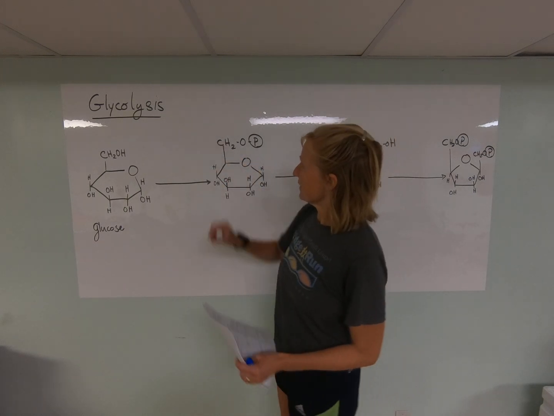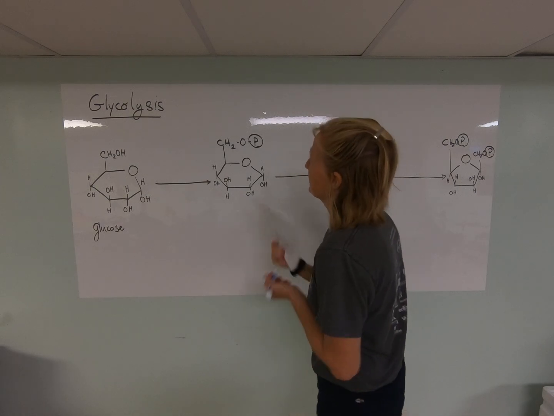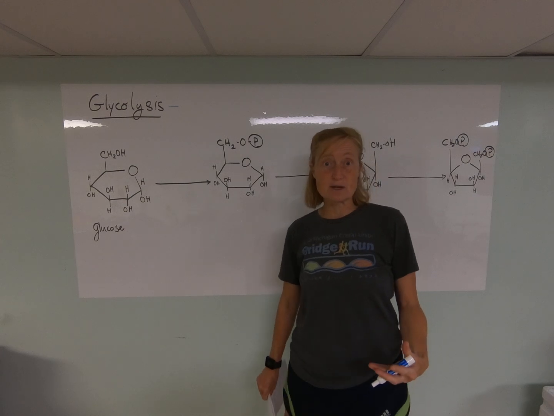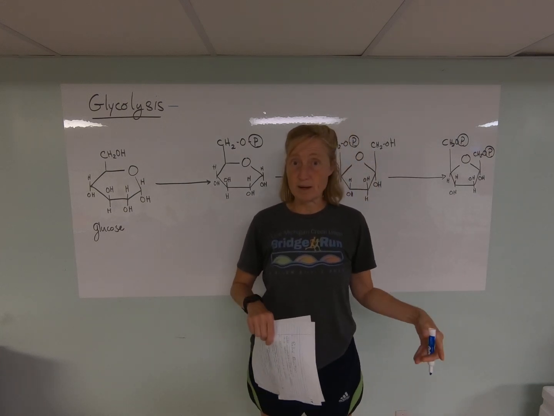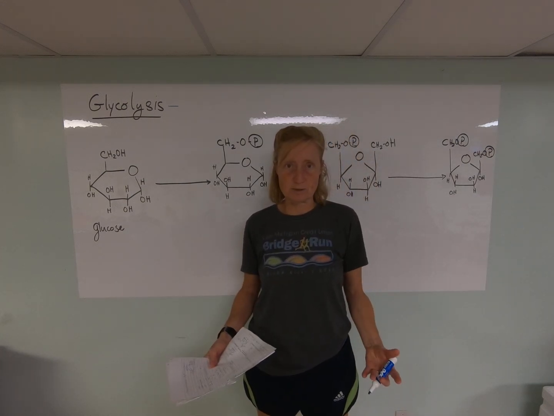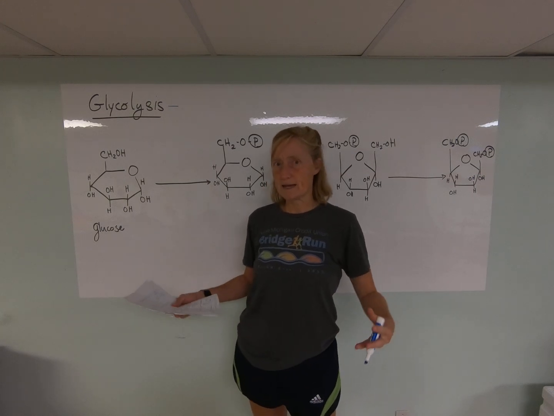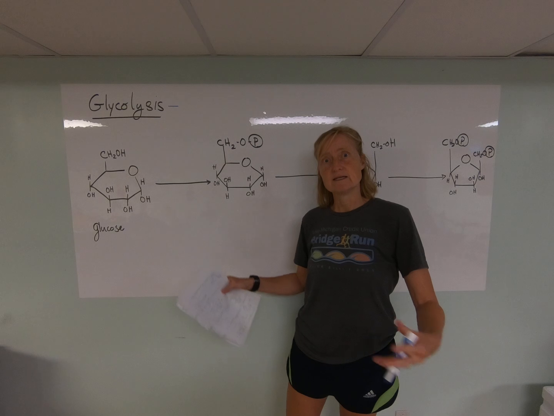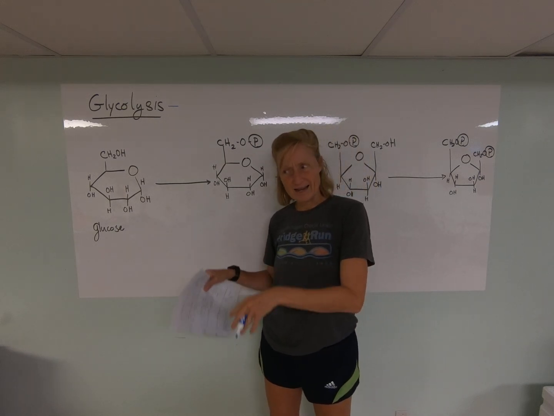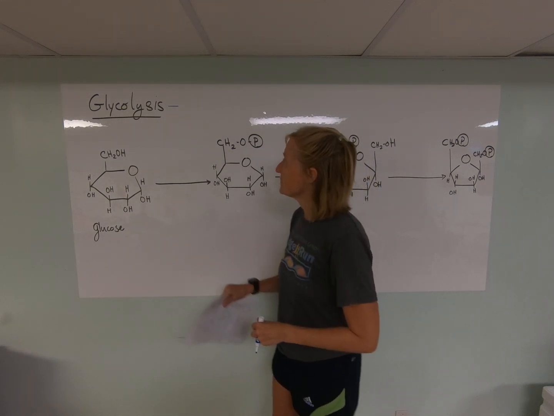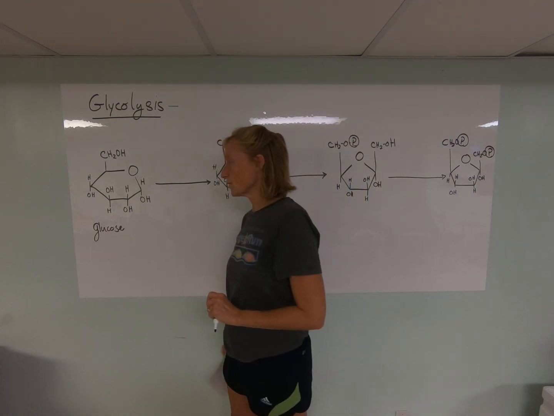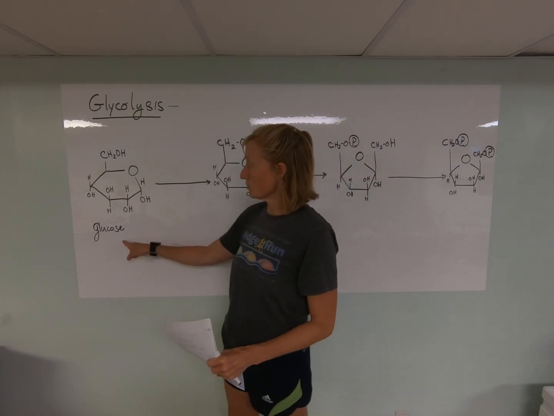So this is glycolysis, and remember that all of the steps are happening outside of the mitochondrion in the cytoplasm. So all of these molecules and enzymes are in fact in the cytoplasm. All right, so let's take a look. Remember, there are 10 steps, and we start with a nutrient. We're going to start with glucose.